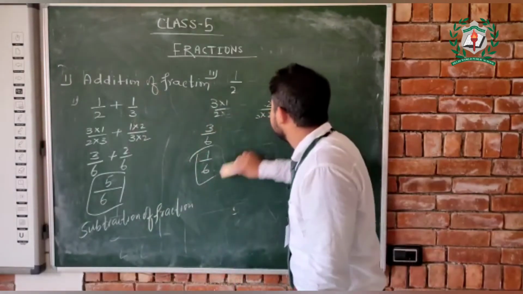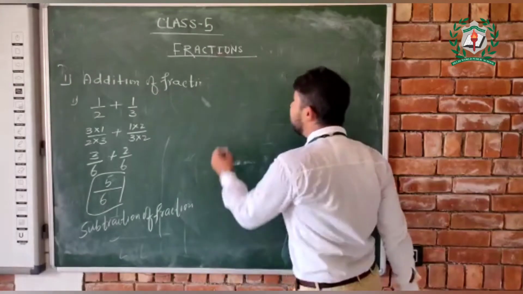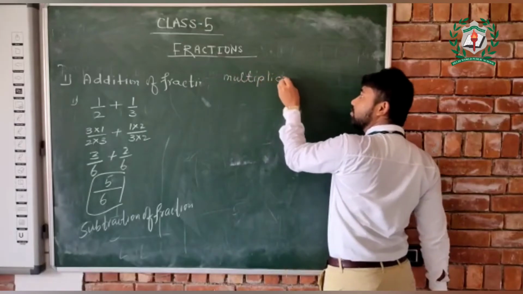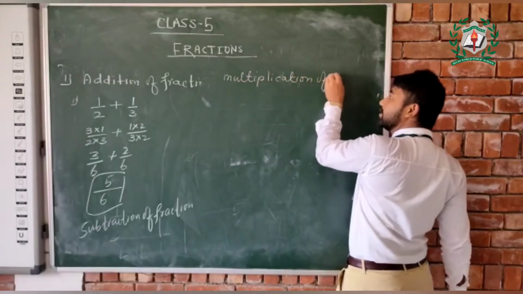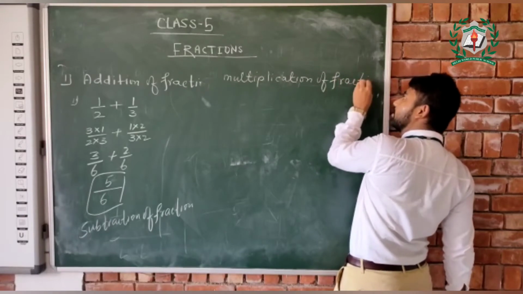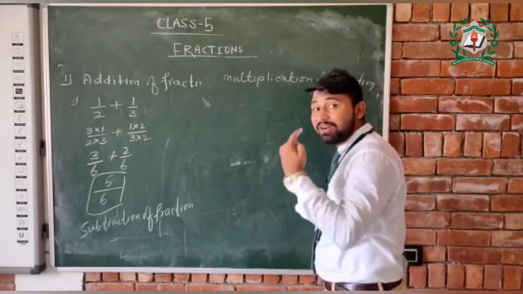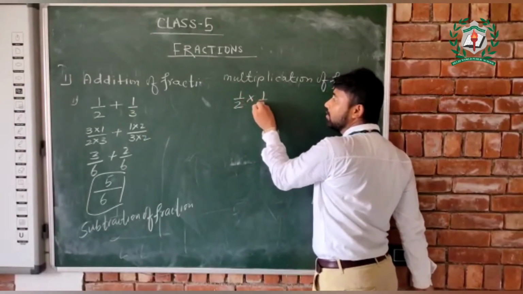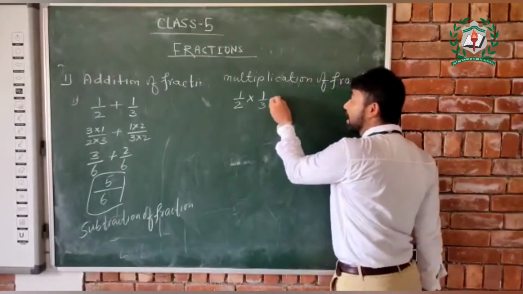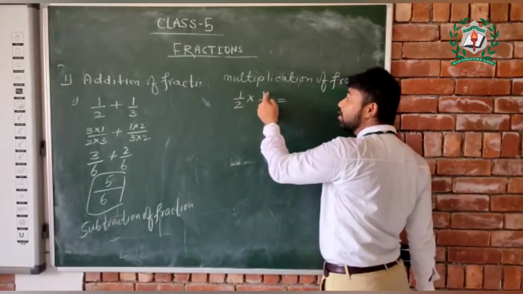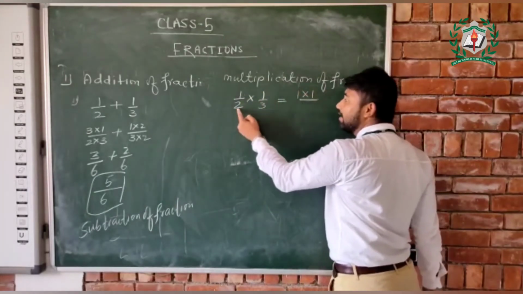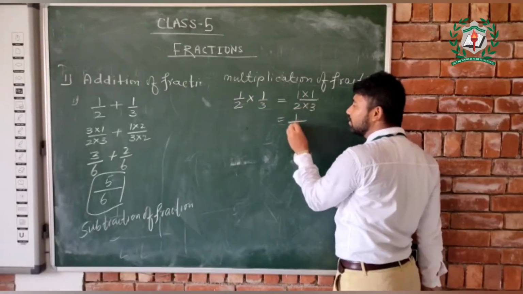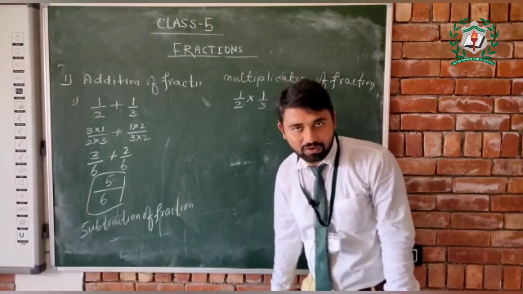Now the next one is multiplication of fractions. If you want to multiply one fraction by another fraction, 1 upon 2 into 1 upon 3, you multiply the up number by the up number, that is 1 into 1, and the down number by the down number, 2 into 3. So that will be 1 upon 6: 1 ones are 1, 2 threes are 6. This is the procedure of multiplication of fractions.